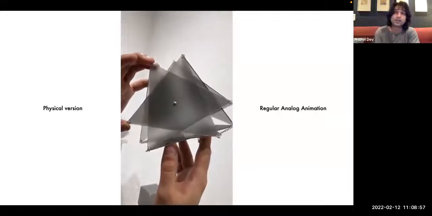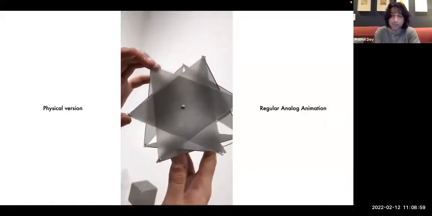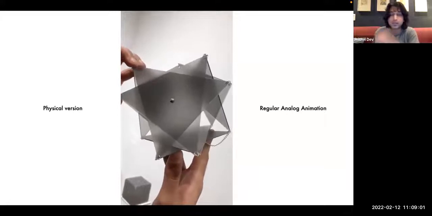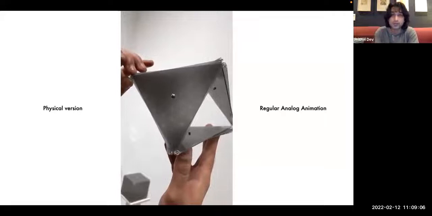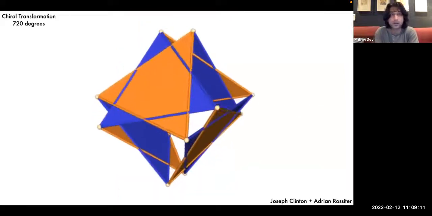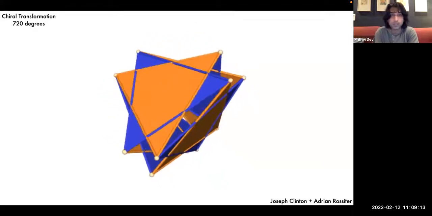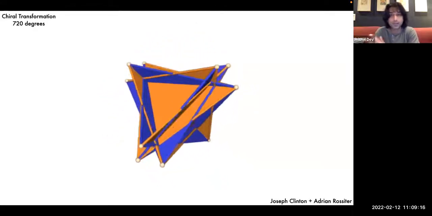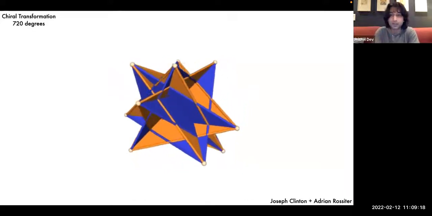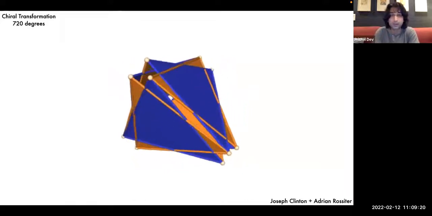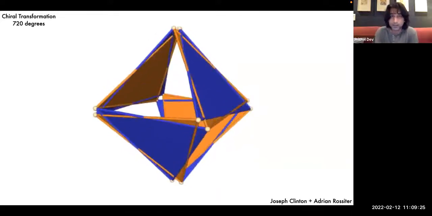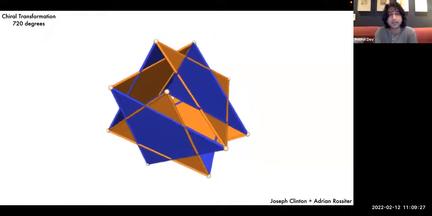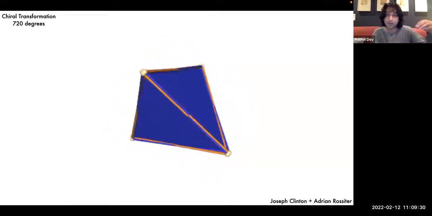The digital version and the physical version work the same for the tetrahedron. It's not necessarily the same for the octahedron or the icosahedron, because those also only expand up to 120 degrees. But here's the chiral 720 degree rotation, which Joe has discovered and worked on. And this is an animation made by Adrian Rossiter in the UK. The way Adrian has visualized this is starting from the expanded octahedron position.